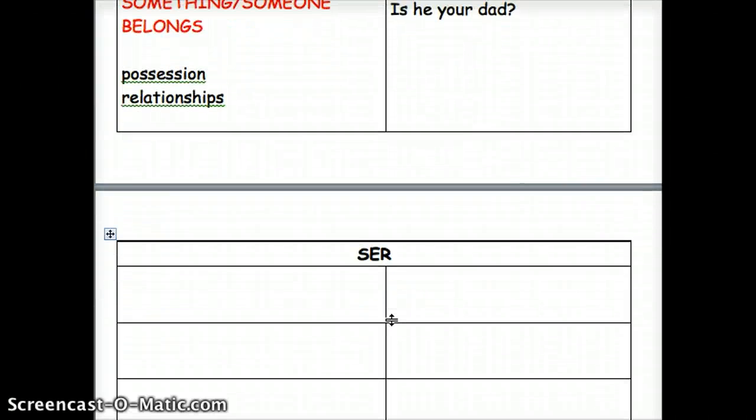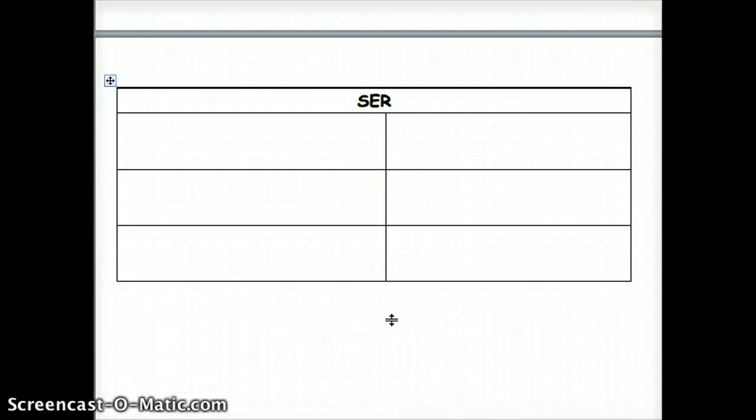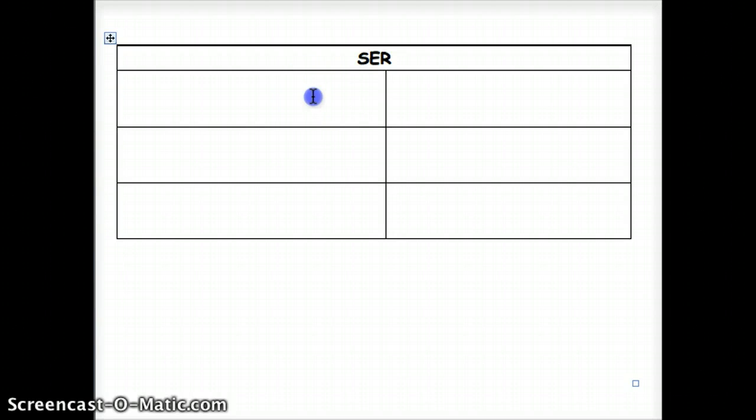Here are the conjugations of ser. You have heard some of these already since the beginning of the year. Soy, eres, es. So I am, you are, he, she, it is, or you formal are if you would use usted. We are, somos. You guys are and they are, son.